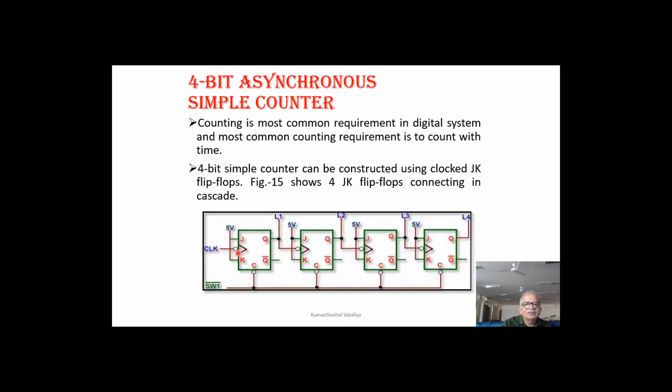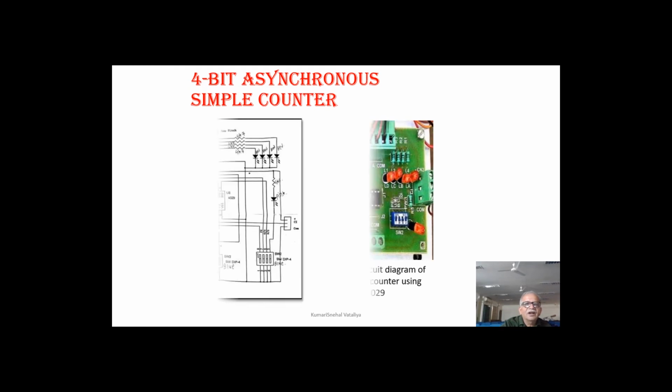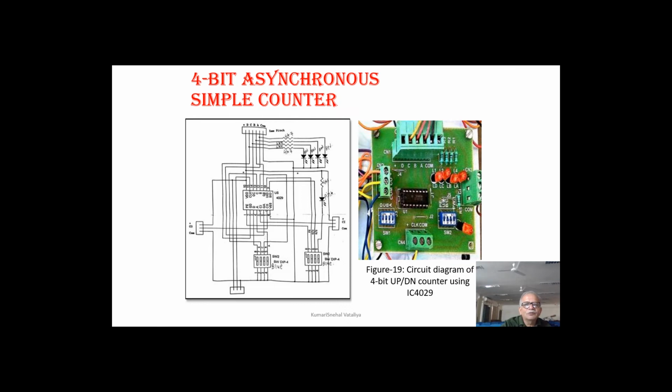This is the clock applied. The output of the first flip-flop goes as a clock to the second flip-flop. The output of the second flip-flop goes as a clock to the third flip-flop, and output of the third flip-flop goes as a clock to the fourth flip-flop. And therefore these are in series, so their timing is also asynchronous, and they can count from 0 0 0 0 to 1 1 1 1. So you can start from 0 and count up to 16.